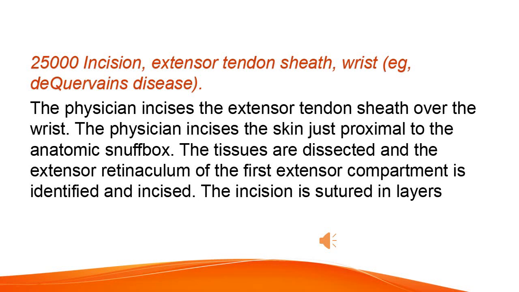Incision, extensor tendon sheath, wrist, e.g., de Quervain's disease. The physician incises the extensor tendon sheath over the wrist. The physician incises the skin just proximal to the anatomic snuff box. The tissues are dissected and the extensor retinaculum of the first extensor compartment is identified and incised. The incision is sutured in layers.